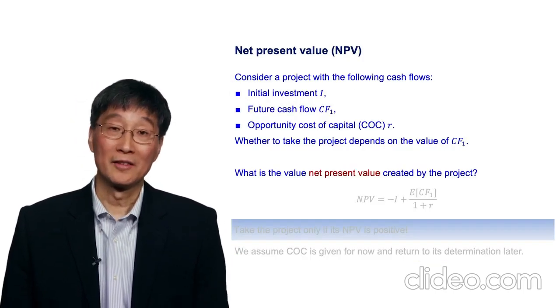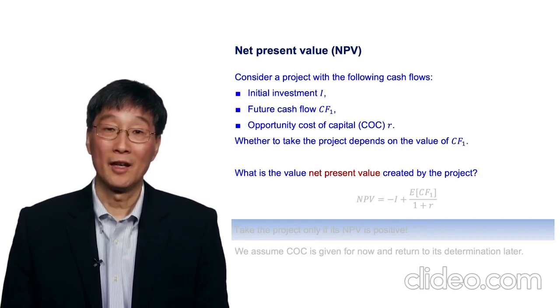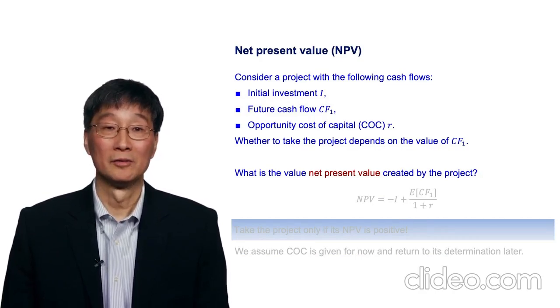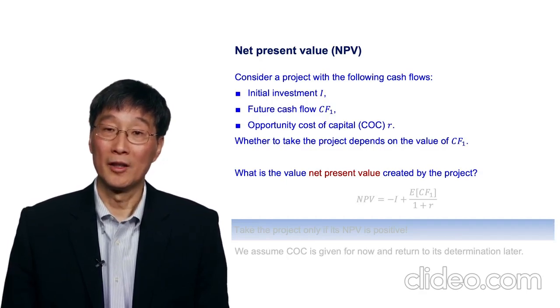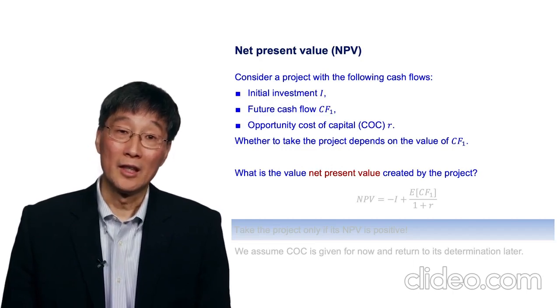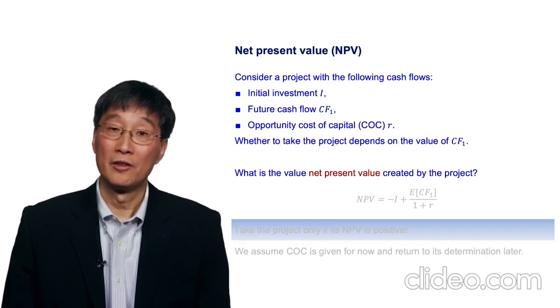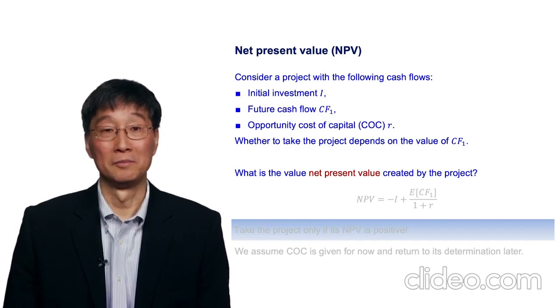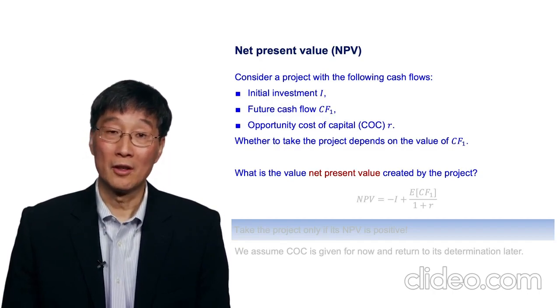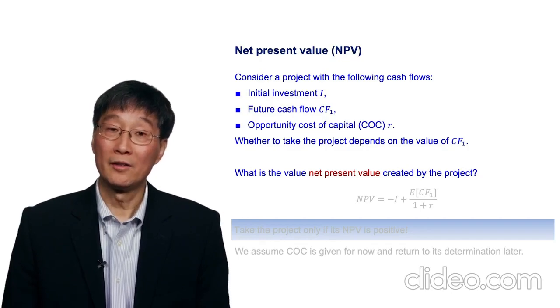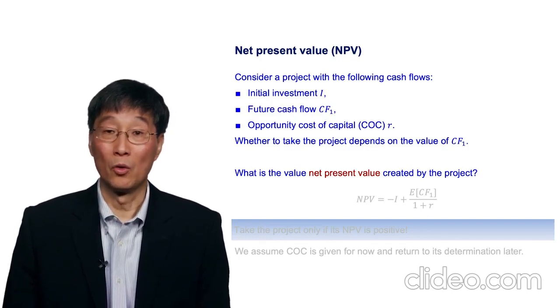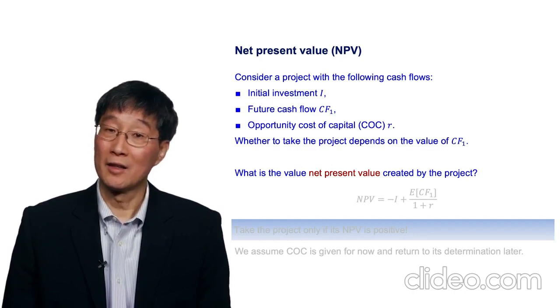We now formalize this idea a little bit more. Suppose that the project has the following cash flow. It requires an initial investment of I today. It yields a future cash flow CF1 in 1 year. The opportunity cost of capital for the project is R. What is the value created or destroyed by taking on this project?